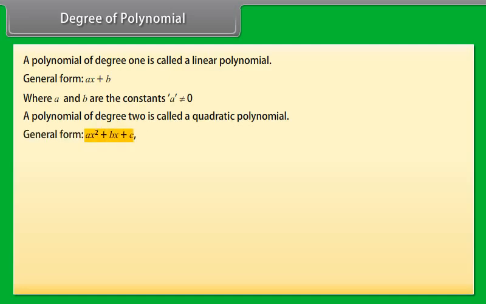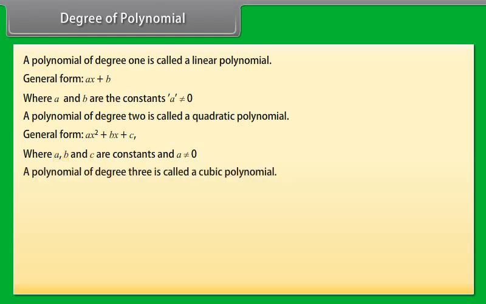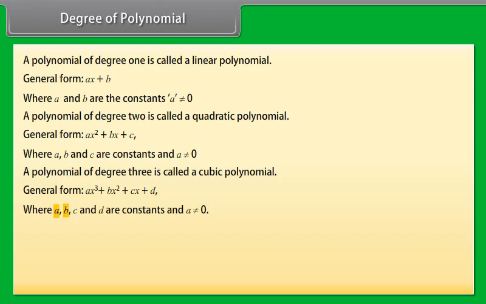Degree of polynomial. A polynomial of degree 1 is called a linear polynomial. Its general form is ax plus b, where a and b are constants, a is not equal to 0. A polynomial of degree 2 is called a quadratic polynomial. Its general form is ax square plus bx plus c, where a, b, and c are constants and a is not equal to 0.